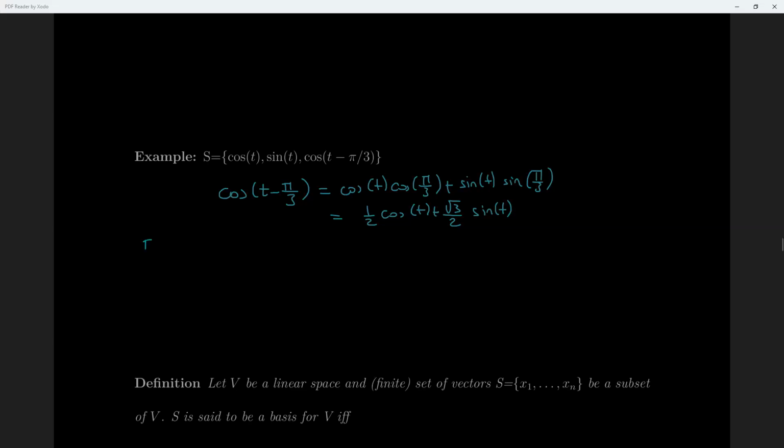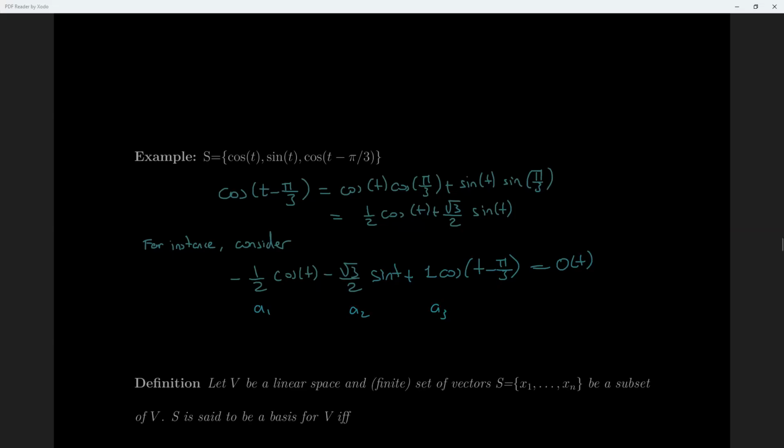So if I just consider, for instance, minus 1 over 2 cosine t minus square root of 3 over 2 sine t plus 1 times cosine t minus pi over 3, I will end up with the zero vector of the vector space, the zero function 0 of t. But I do have a1, a2, and a3, at least one of them is different than 0. In this case, two of them are non-zero. Therefore, this is a linearly dependent set.